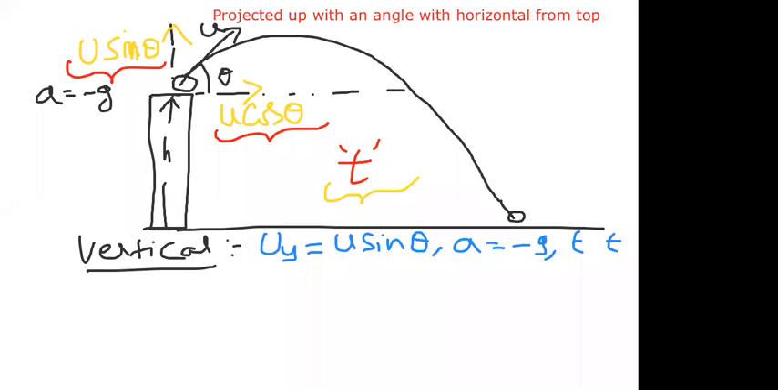And s is equal to what should I write? Minus h. Why minus h? I already told in the previous concept also. The body is projected upward, but displacement means the shortest distance from initial to final. That is a straight line, vertical. Vertical means down.